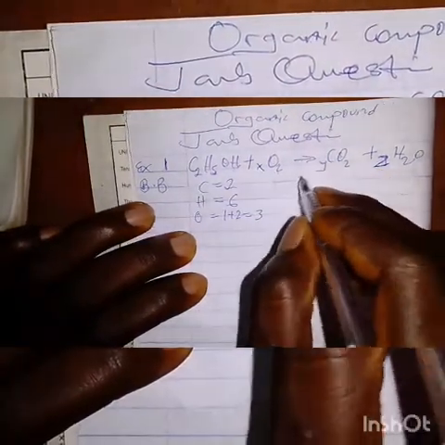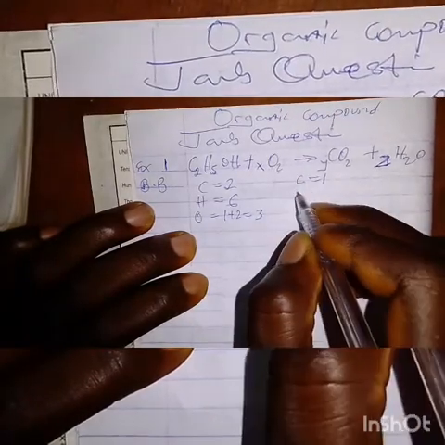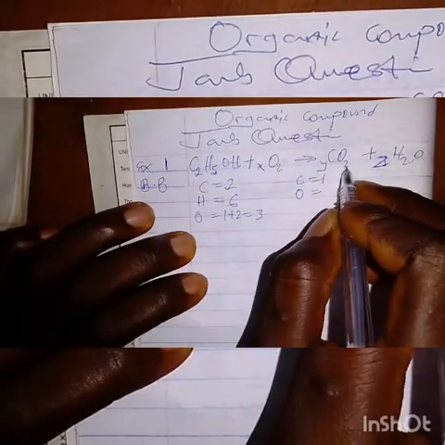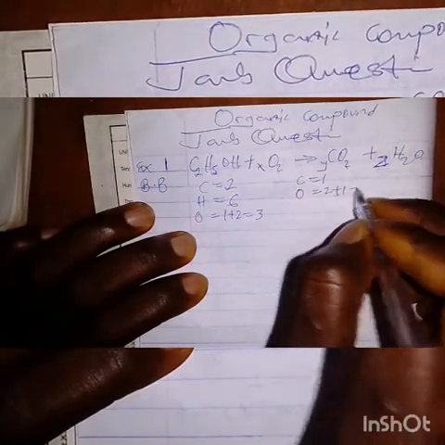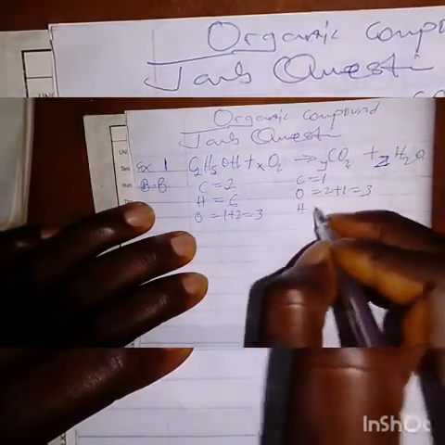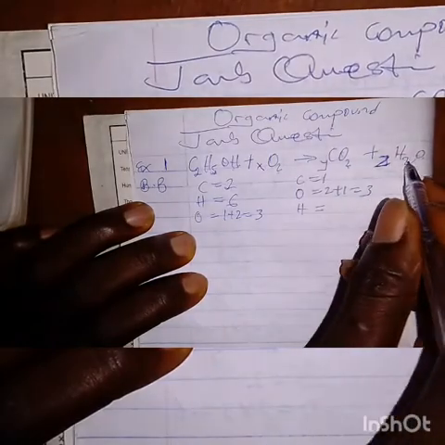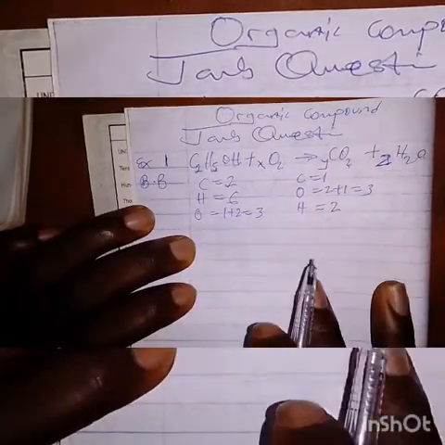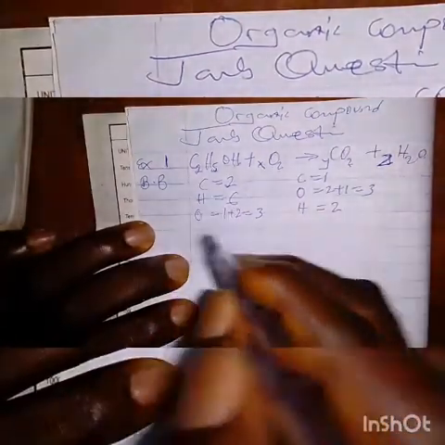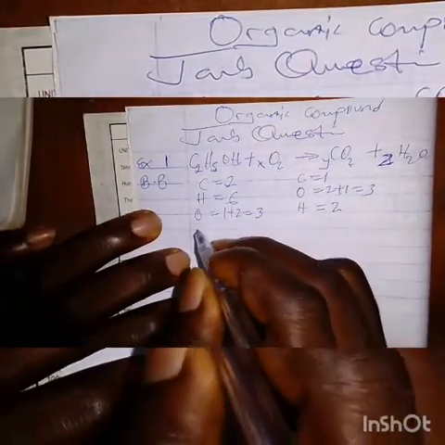Now let's come here. C here is equal to 1. The number of O here is 2, the number of O here is 1. So that means 2 plus 1 is equal to 3. The number of H here, in this place, we just have only 2. Now, if that should be the case, then the equation is not what? Balanced.